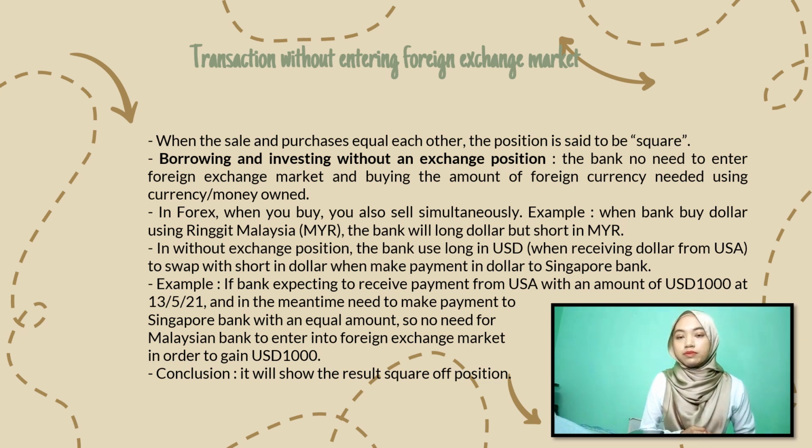For a brief example, if a bank is expecting to receive payment from USA with an amount of $1,000 on 13 May 2021, and in the meantime needs to make payment to a Singapore bank with an equal amount, so for this, there is no need for the Malaysian bank to enter into the foreign exchange market in order to gain $1,000. This is said to be a square off position, so the conclusion is it will show the result of a square off position.